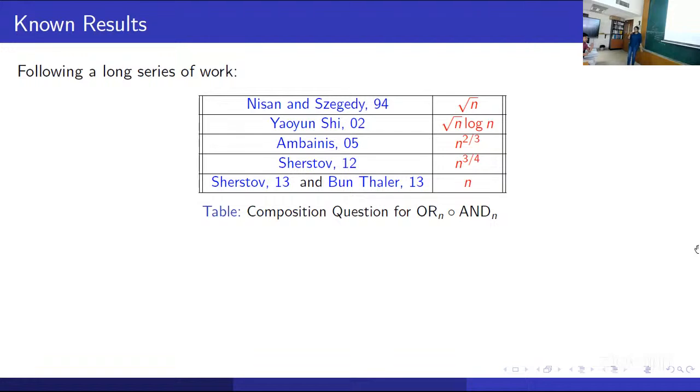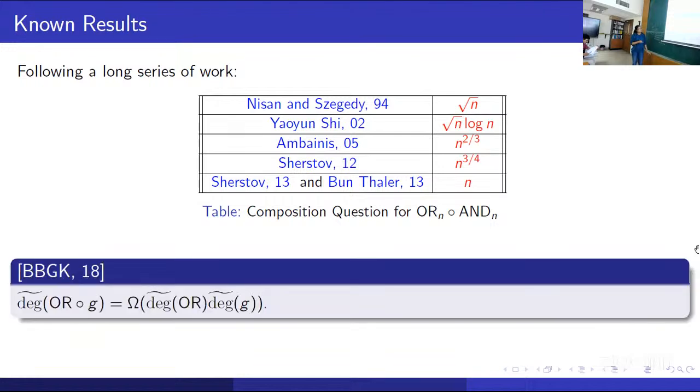goes by a dual composition. So you take the dual of two functions f and g and try to compose them. After that, there was a big jump where people managed to ask whether we can replace any of them by any general function. And yes, we were able to show that when the inner function is any g, but the outer function is odd, then approximate degree composes.